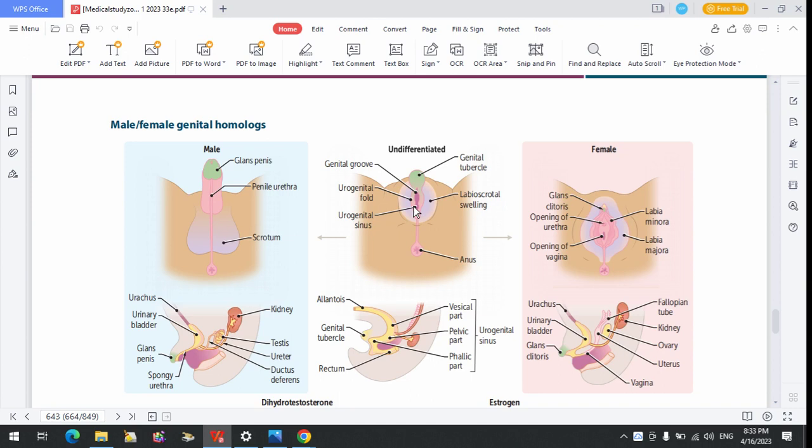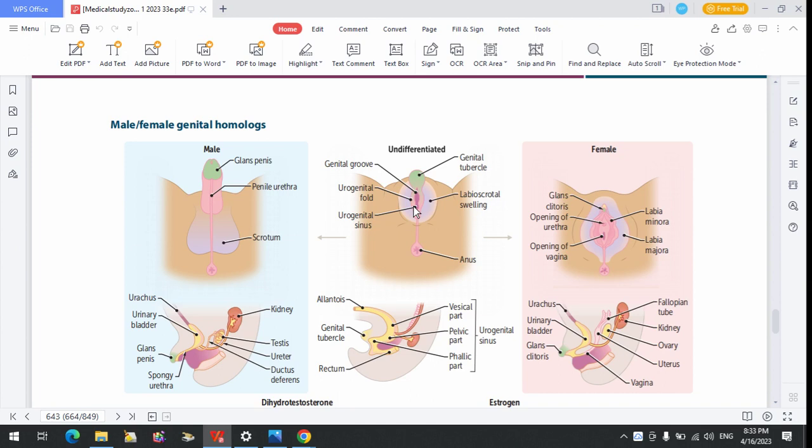Where is the seminal vesicle coming from? From the Müllerian duct? From the mesonephric, rather. From the mesonephric duct. The mesonephric duct is the one that forms the seminal vesicle.